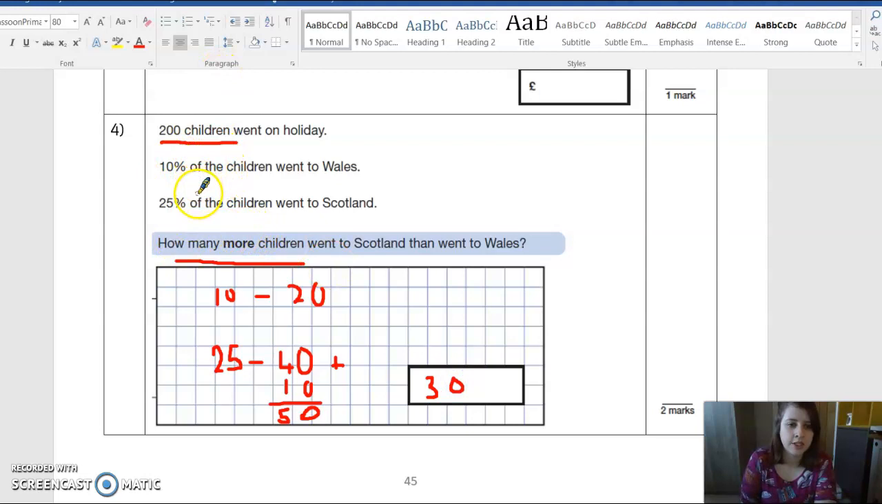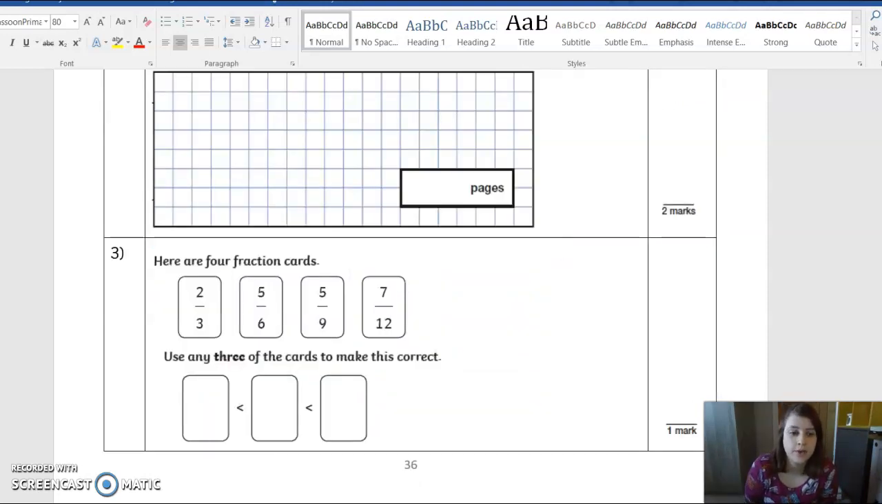So we're just finding percentages, but we've got that extra little step at the end. No matter which way you got there, whatever percentages you worked out, hopefully you got the answer of 30 children went to Scotland. Okay, so we've done a little recap on percentages that we've done this week.